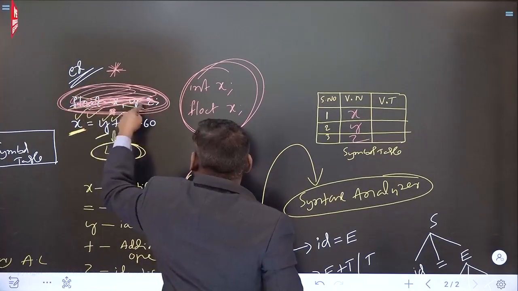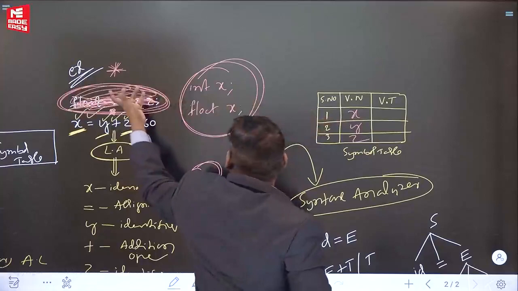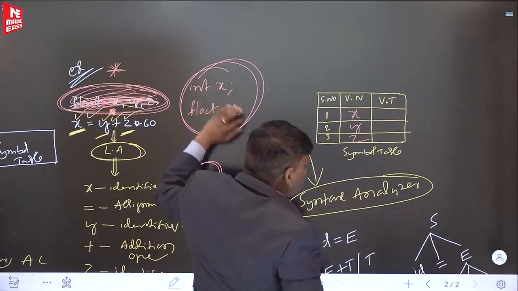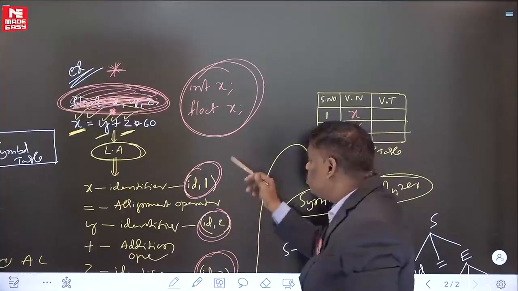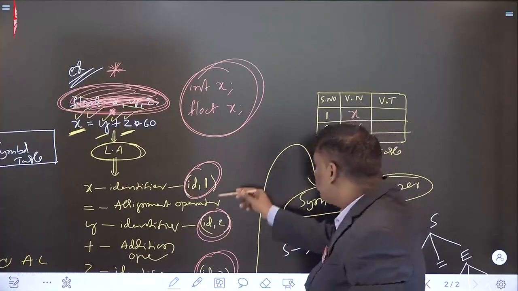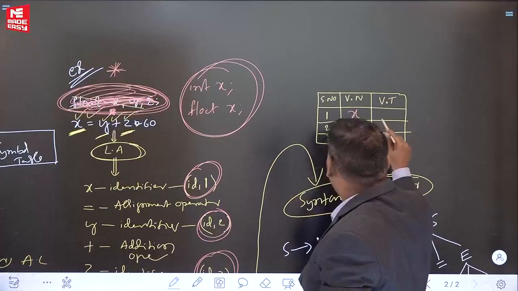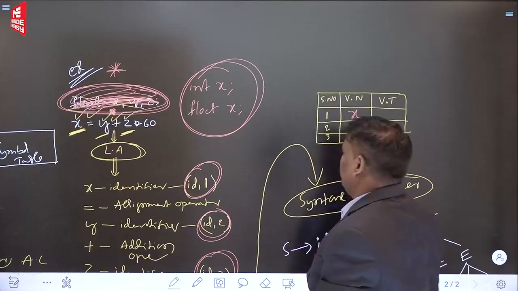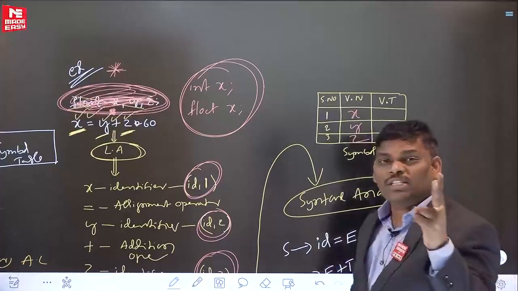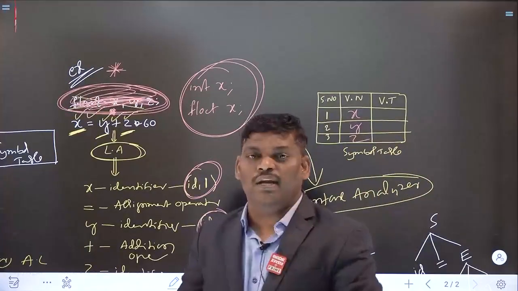If at all no declaration, he doesn't store. If no declaration is there, no data types, then semantic analyzer doesn't store. Then who will store? Lexical analyzer will store because he wants a token number. He will go, but nowhere is it there, so he will store x in the first row, and take token number ID1.